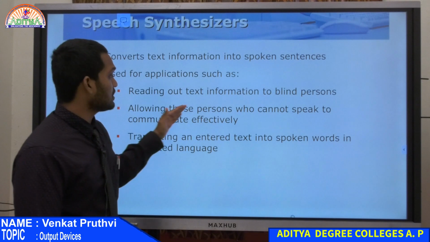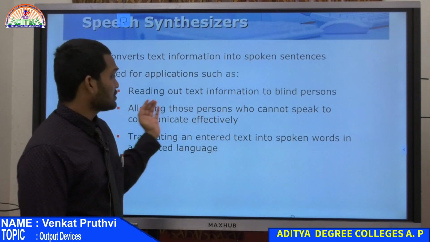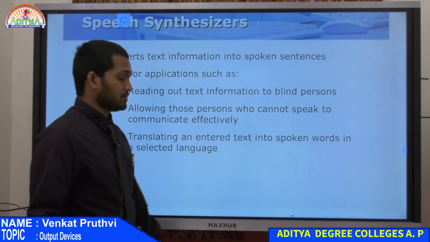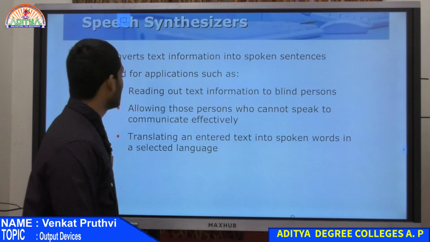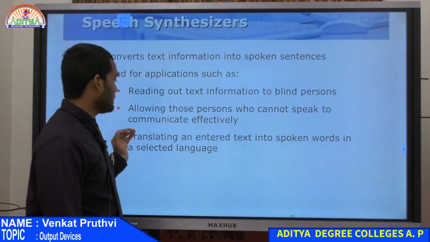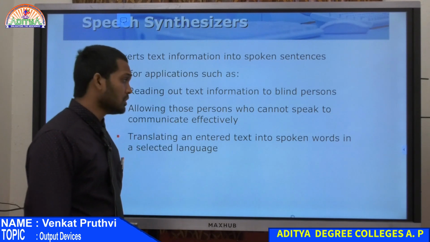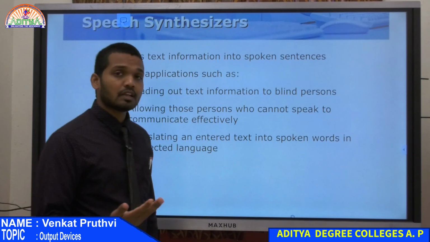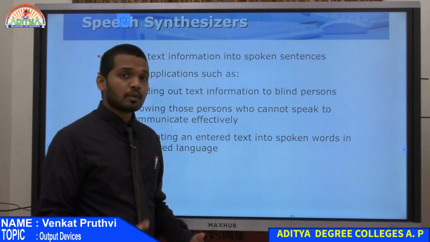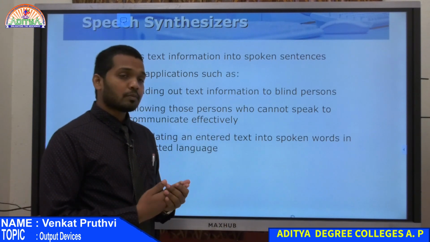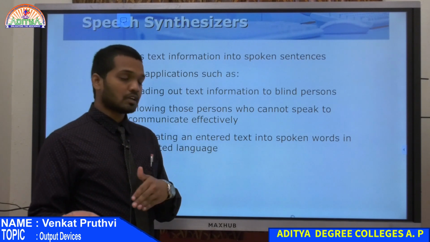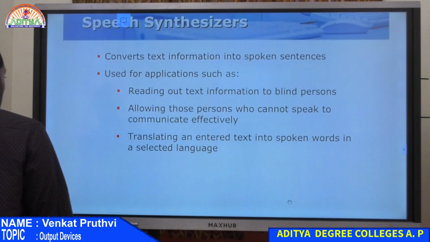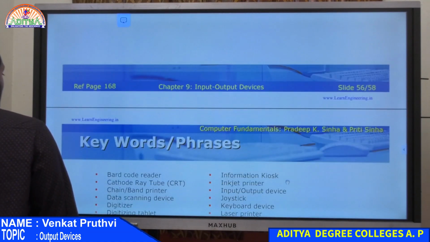So it allows those persons who cannot speak to communicate effectively. Those who cannot speak use these speech synthesizers, and it also helps in translating entered text into spoken words in a selected language. Whatever text is there in the output, it first converts it into another language that we require, and gives us the selected language output. So these are the speech synthesizers that we have.